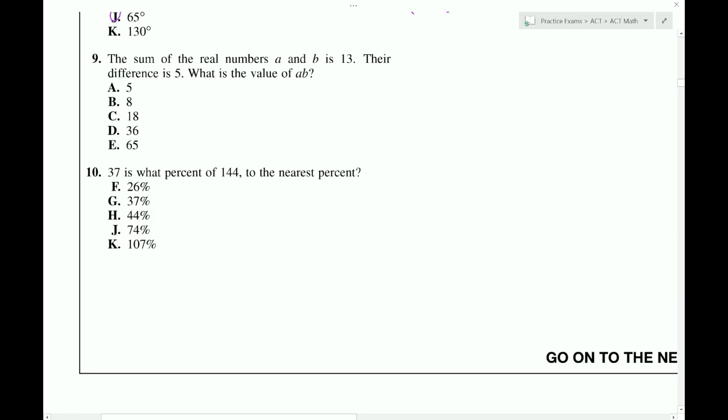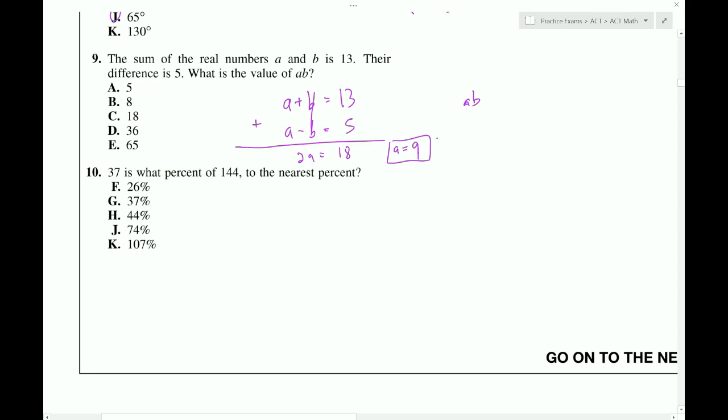The sum of the real numbers a and b is 13. Their difference is 5. So right away we can find what a and b are using an elimination method. In this case I'm going to add the lines. I get 2a is equal to 18. Therefore I know that a is equal to 9.